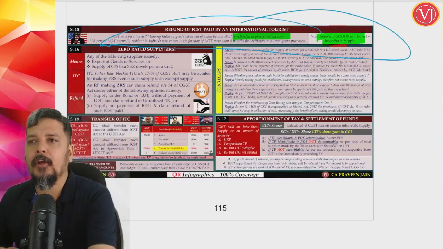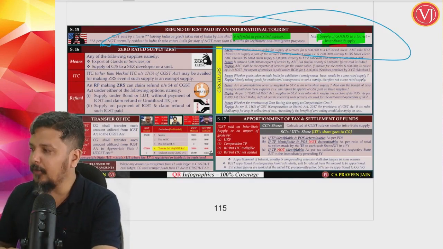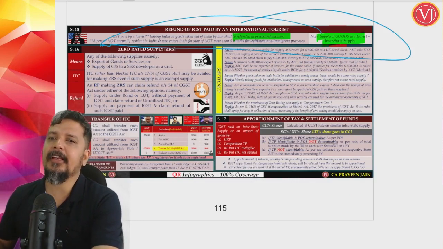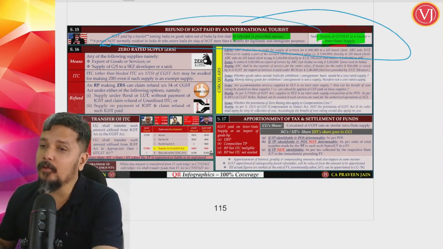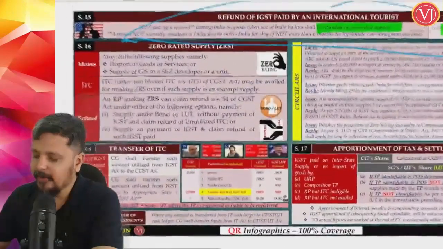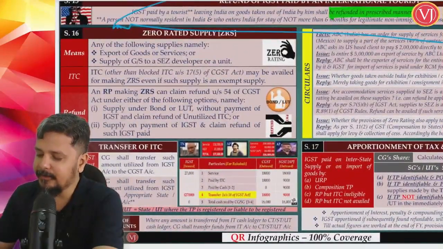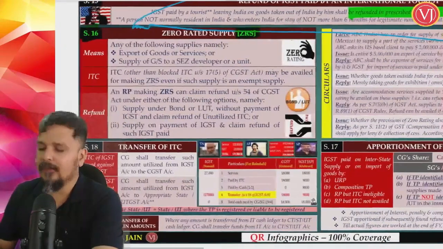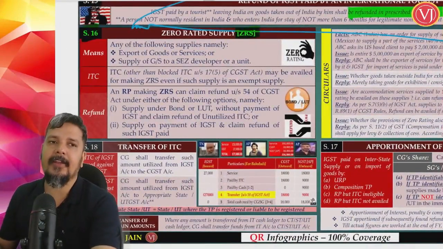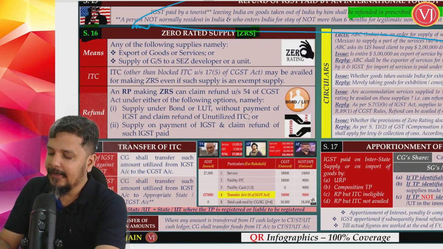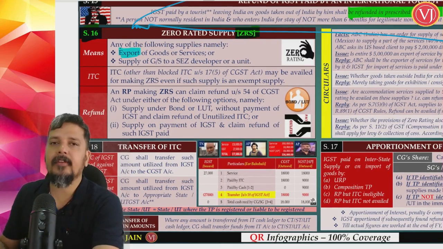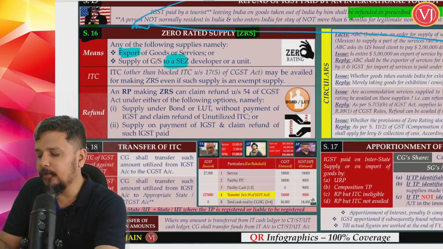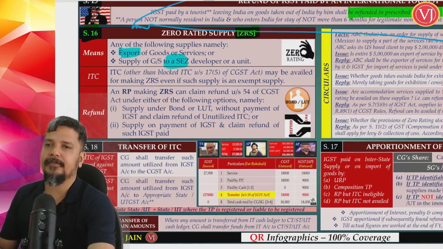Now, when you talk about other provisions of your IGST Act, we have already seen section 15, which is supply of goods to international tourists. Section 16 talks about zero rated supply. What is zero rated supply? We have already discussed in ITC that it means export of goods or services, or supply of goods or services to a special economic zone unit or developer of SEZ.